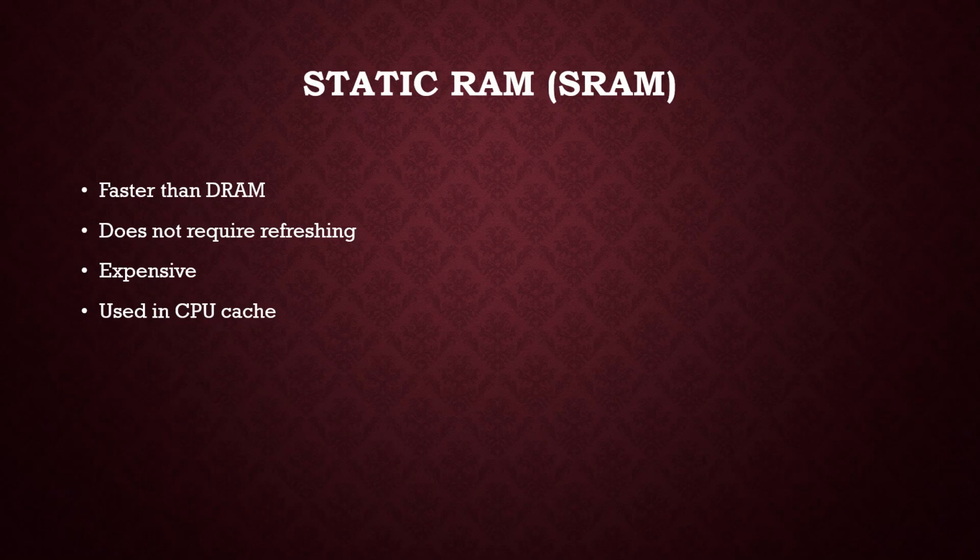So static RAM. What is static RAM actually? Static RAM is called SRAM. It is faster than the dynamic RAM. When compared to dynamic RAM, static RAM is faster. In static RAM, the refresh is not needed; the data is retained immediately. That means it is expensive compared to dynamic RAM. It is also used as CPU cache.